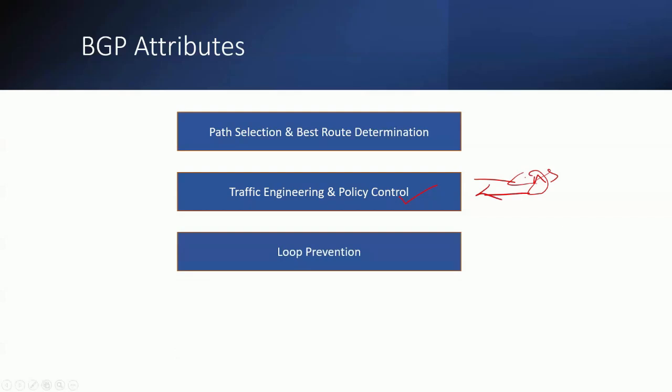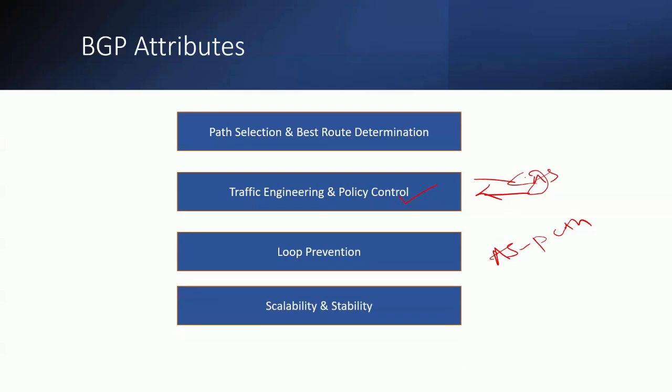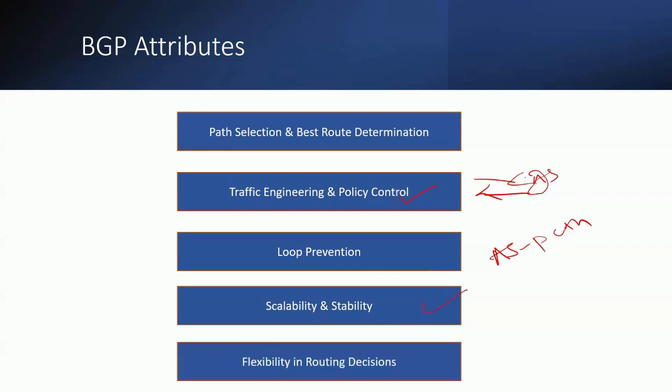Third is loop prevention. Attributes like AS path, okay, help avoid routing loops by ensuring a router does not accept a route containing its own AS number. Fourth, scalability and stability. Attributes like local preference allow an ISP to prioritize internal routes over external ones, which optimizes the performance. Fifth, flexibility in routing decisions. Different networks can implement their own routing policies using attributes without affecting the others.